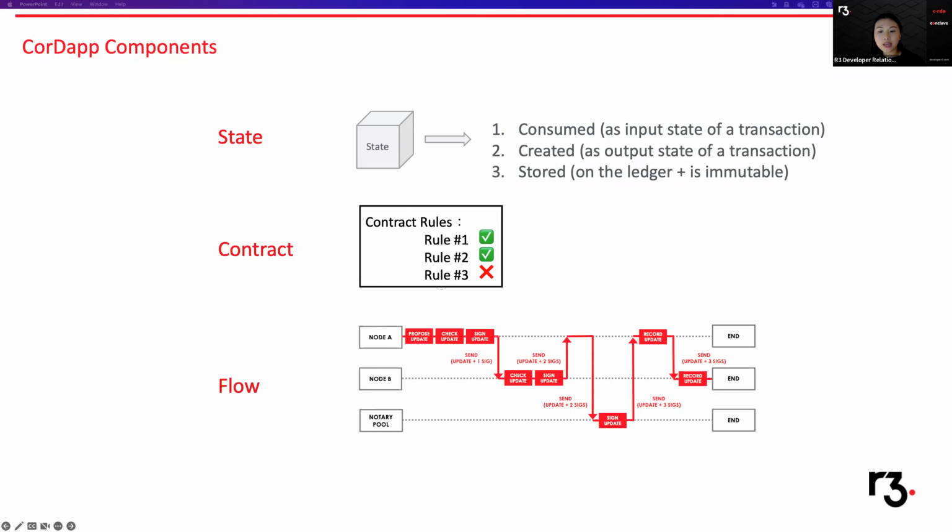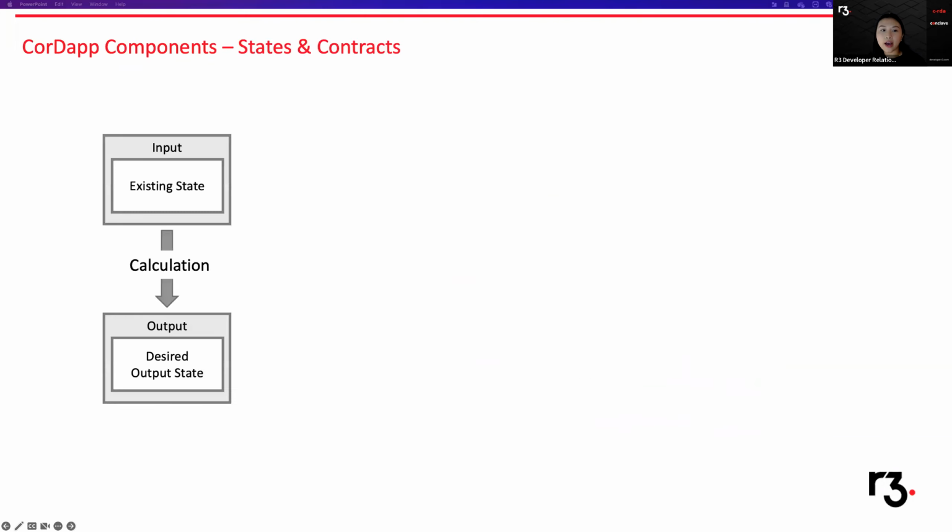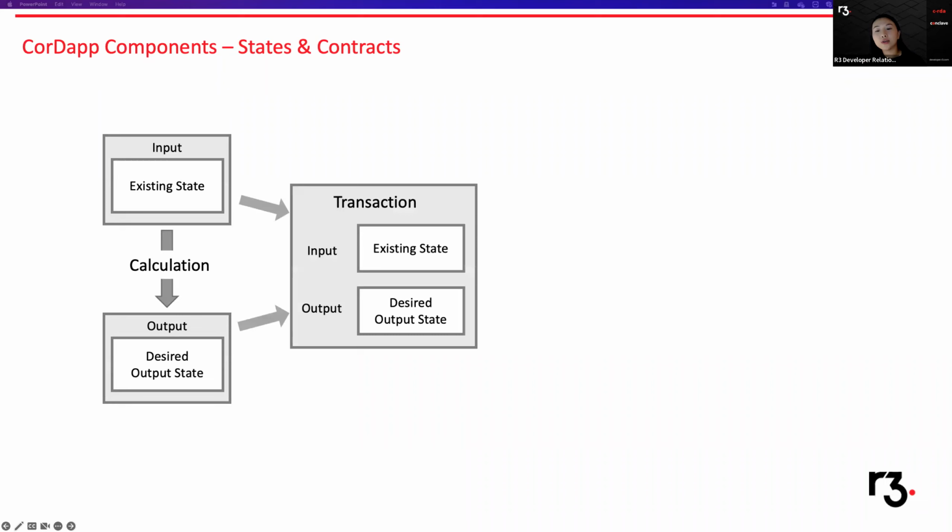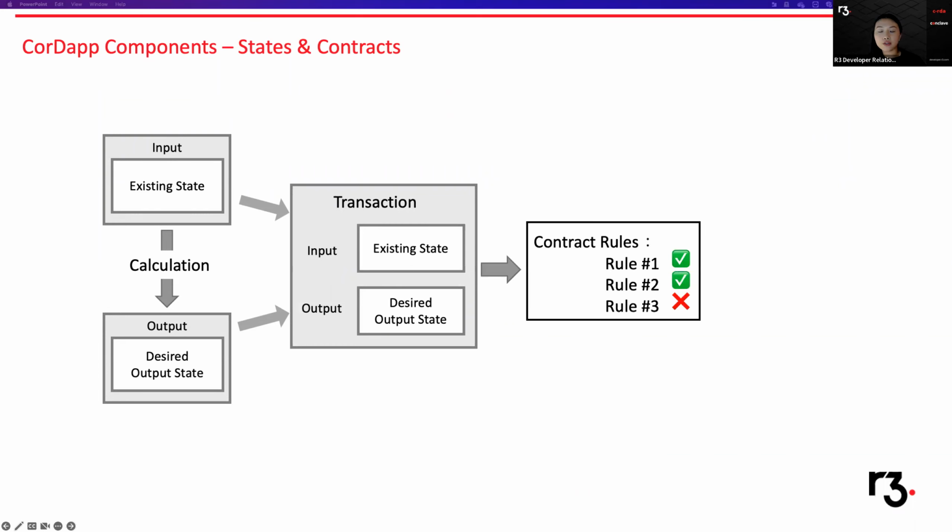So let's break this down a little bit more and take a look at a simple example to see how these key components work together. In this diagram, we have two states. We have the input state at the top as well as the output state at the bottom. And in order to get from one state to another, we need to build a transaction. As you can see, a transaction consumes the input and output states, but we need to run this transaction through the contract rules to ensure that the transaction abides by the rules that we've set.